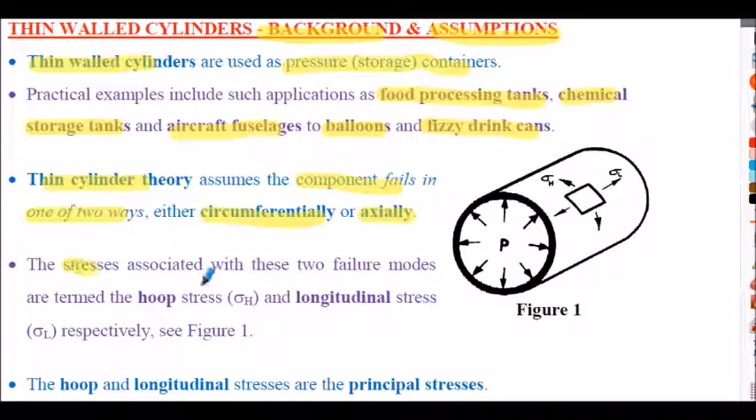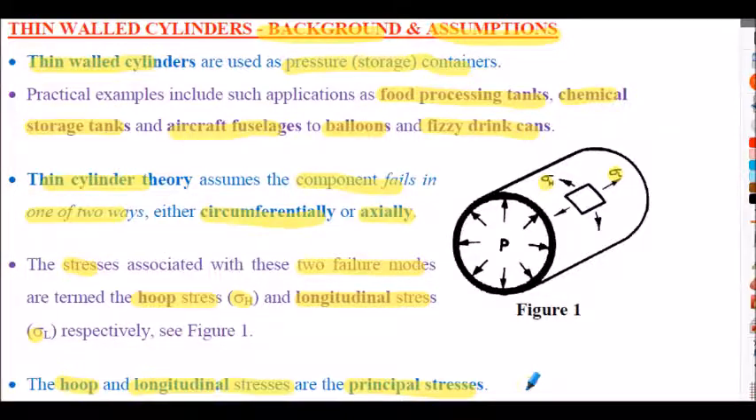The stresses associated with these two failure modes are termed the hoop stress, and I use the lowercase sigma here for my stresses, so sigma h would be the hoop stress, and longitudinal stress, sigma L. They're shown in the figure here. So sigma h is showing the circumferential direction, and sigma L is in the longitudinal direction. Just to give you a bit of jargon, these hoop and longitudinal stresses are actually principal stresses. In other words, there's no shear stress on a principal stress. So it's just a pure direct stress, a pure tensile stress, shown there in the hoop and longitudinal directions.